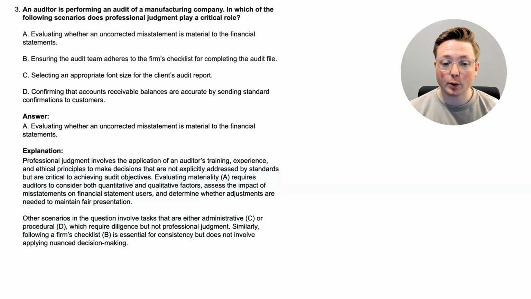The answer is A, evaluating whether an uncorrected misstatement is material to the financial statements. That is applying professional judgment. So let's walk through this. Professional judgment involves the application of an auditor's training, experience, and ethical principles to make decisions that are not explicitly addressed by standards but are critical to achieving audit objectives.